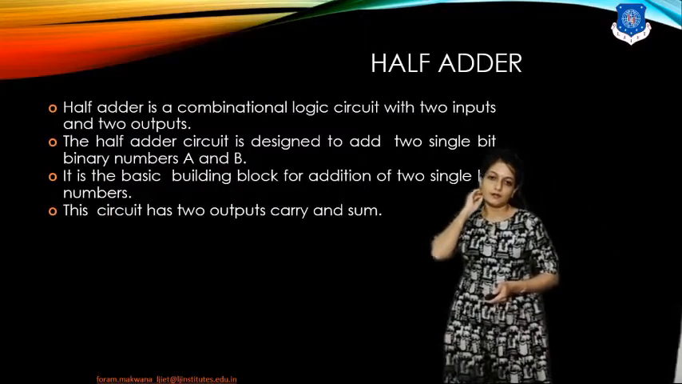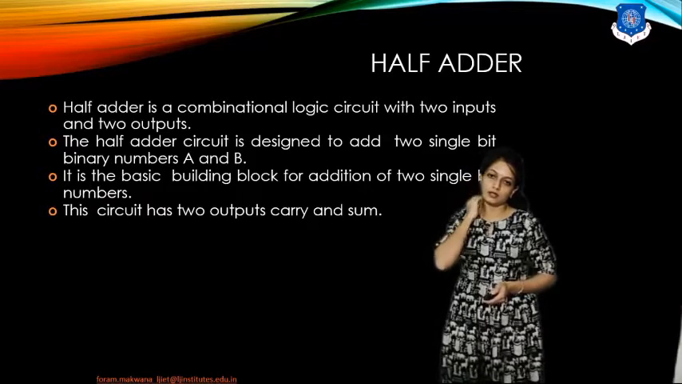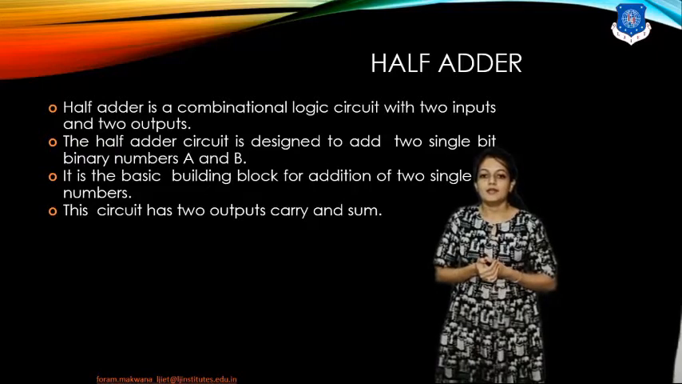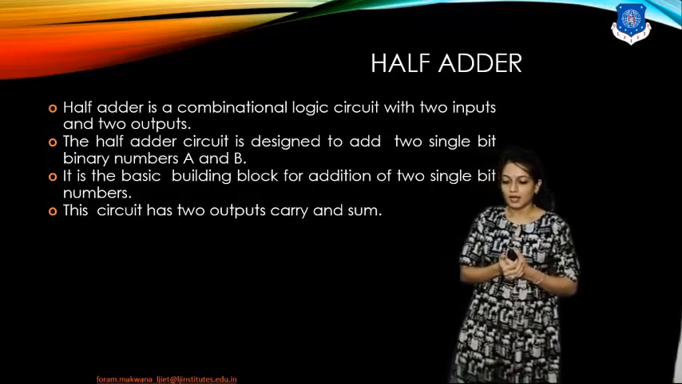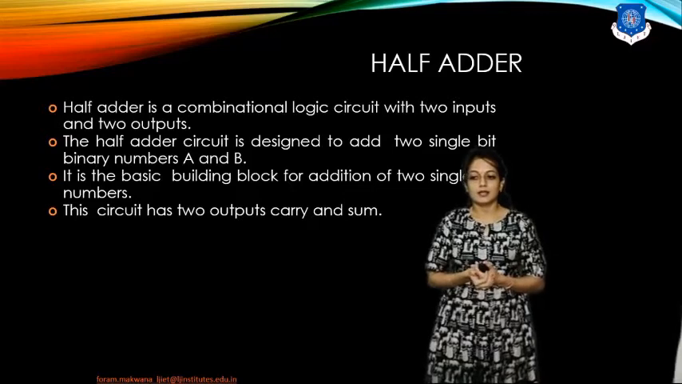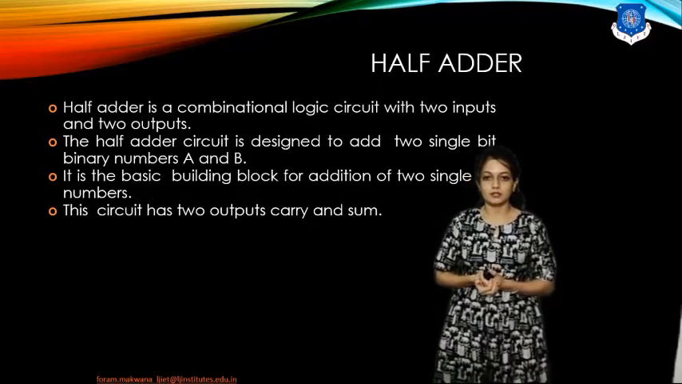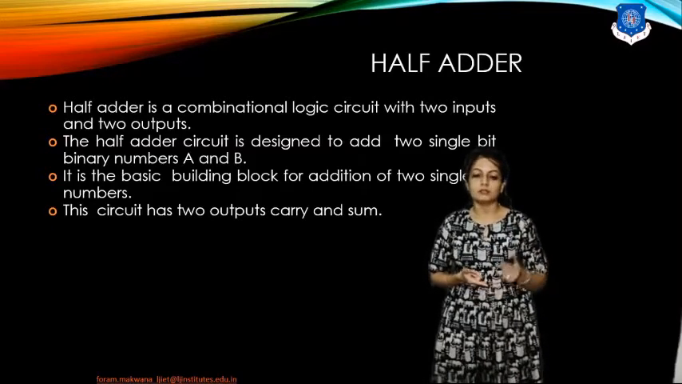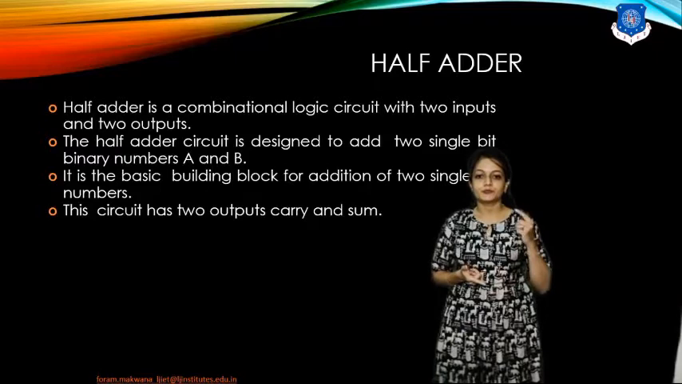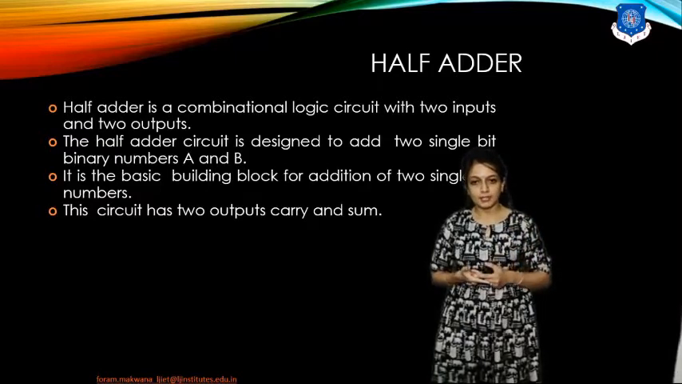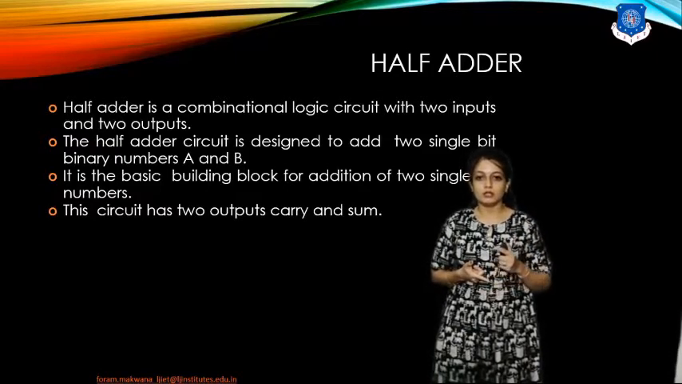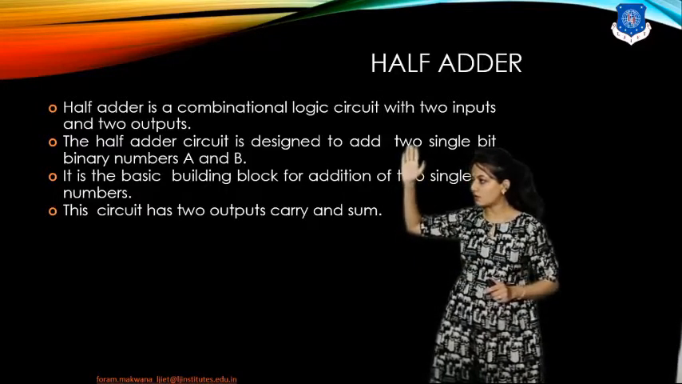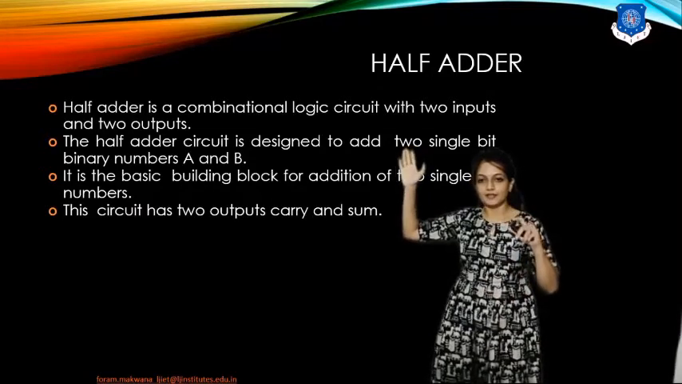So first, we are going to focus on the half adder. As I have discussed, combinational circuits have different types like half adder, full adder, half subtractor, full subtractor, multiplexer, demultiplexer, decoder. So first we are going to focus on what we mean by half adder.